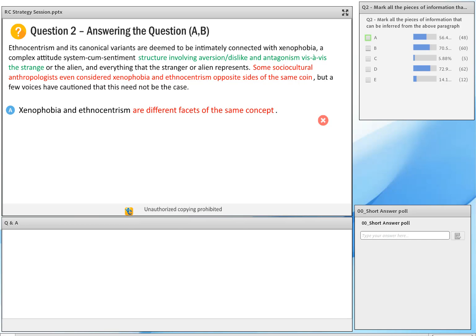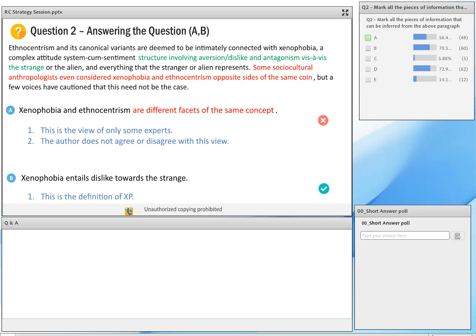And about 56% of the class selected this choice. Okay, again, it's not something that the author has presented his view on. That's why this cannot be considered as an inference.